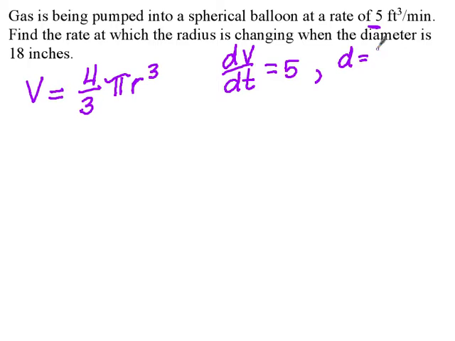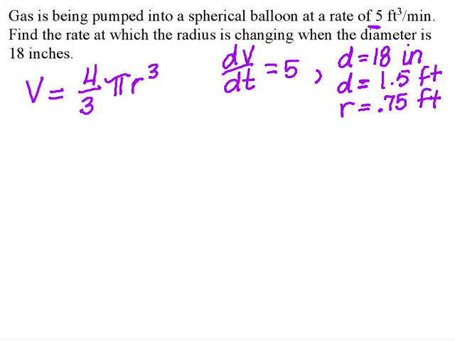Find the rate at which the radius is changing when the diameter is 18 inches. D equals, now, we've got a problem. One's feet, one's inches. So you've got to do what? What's my D in terms of feet? 1.5. But I don't want D, I want R. So what's R really? 0.75. So that's one of the things you're going to have to look for: a possibility that your labels might be different. You might have to make a change like that.